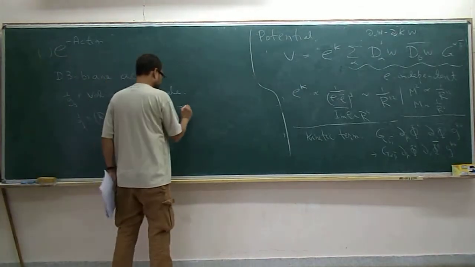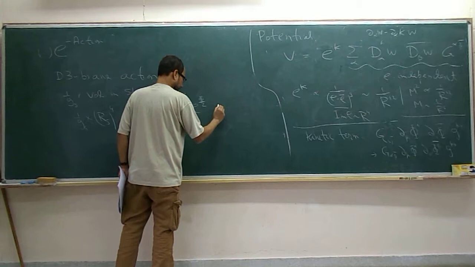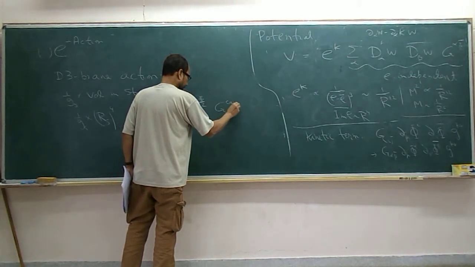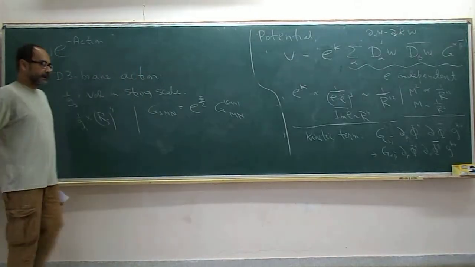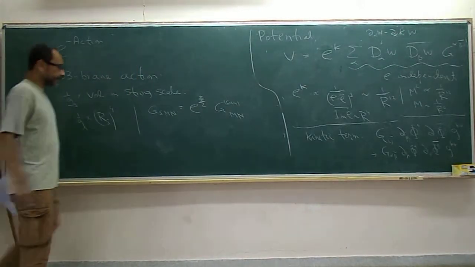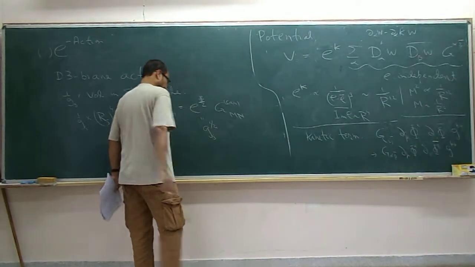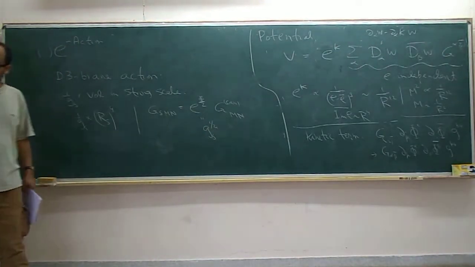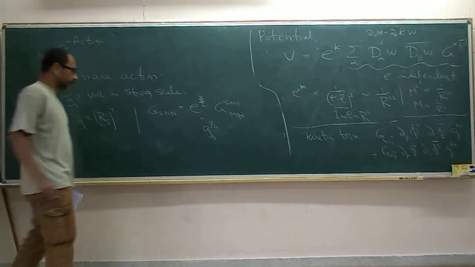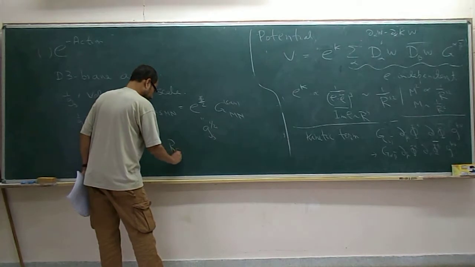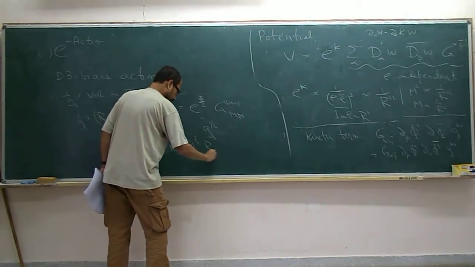It's basically G_S MN is equal to e to the phi by 2 times G canonical MN. All are 10 dimensional, the canonical metric and the 10 dimensional string metric. E to the phi by 2 is nothing but g_s to the half. So R_s is g_s to the 1/4 times R.